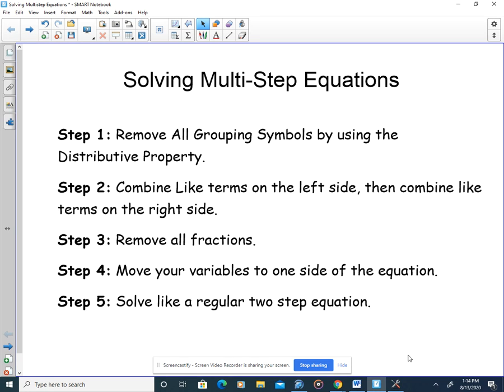Step 3, remove all fractions. Step 4, move your variables to one side of the equation. And then step 5, solve like a regular two-step equation.